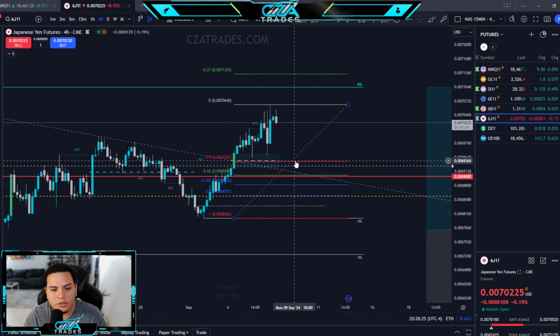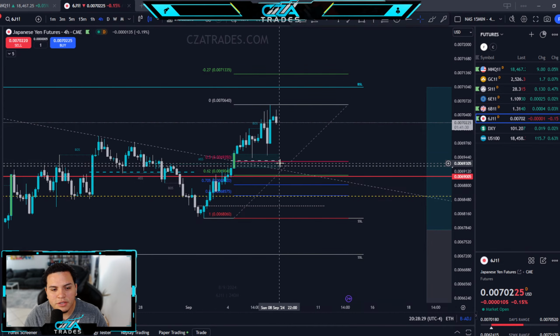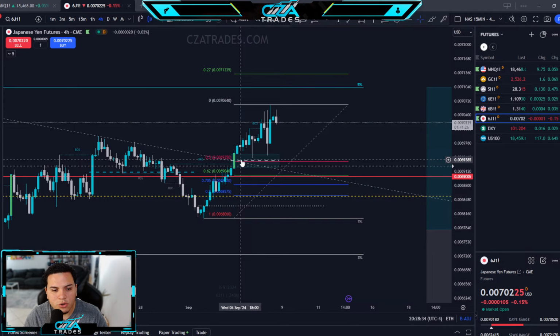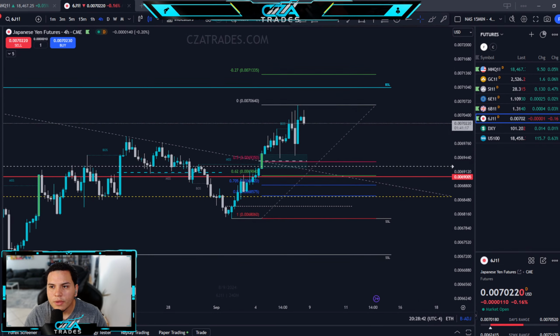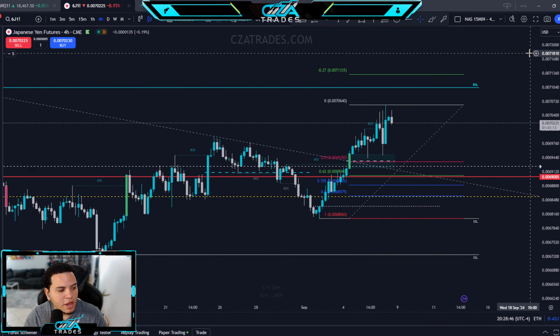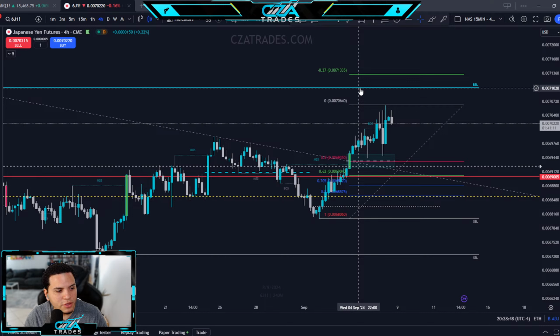0.00699245, because it's right below the equilibrium, the 0.5, and still inside this fair value gap here. You might also want to enter at the 0.00693350, which is the 50% mark of this fair value gap over here. And that's pretty much it, guys. So that's what I'm looking at for this week coming up. Make sure to set your alerts on this.